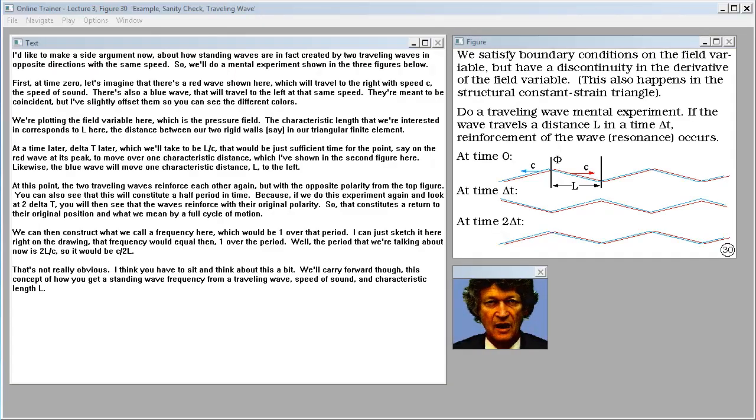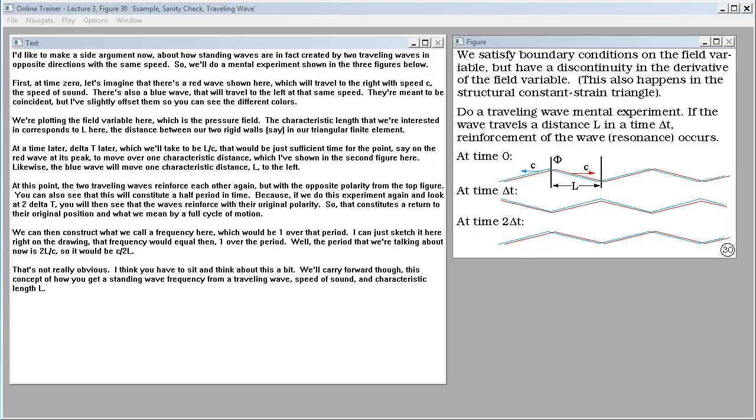I'd like to make a side argument now about how standing waves are, in fact, created by two traveling waves in opposite directions with the same speed. So we'll do a mental experiment shown in the three figures below.